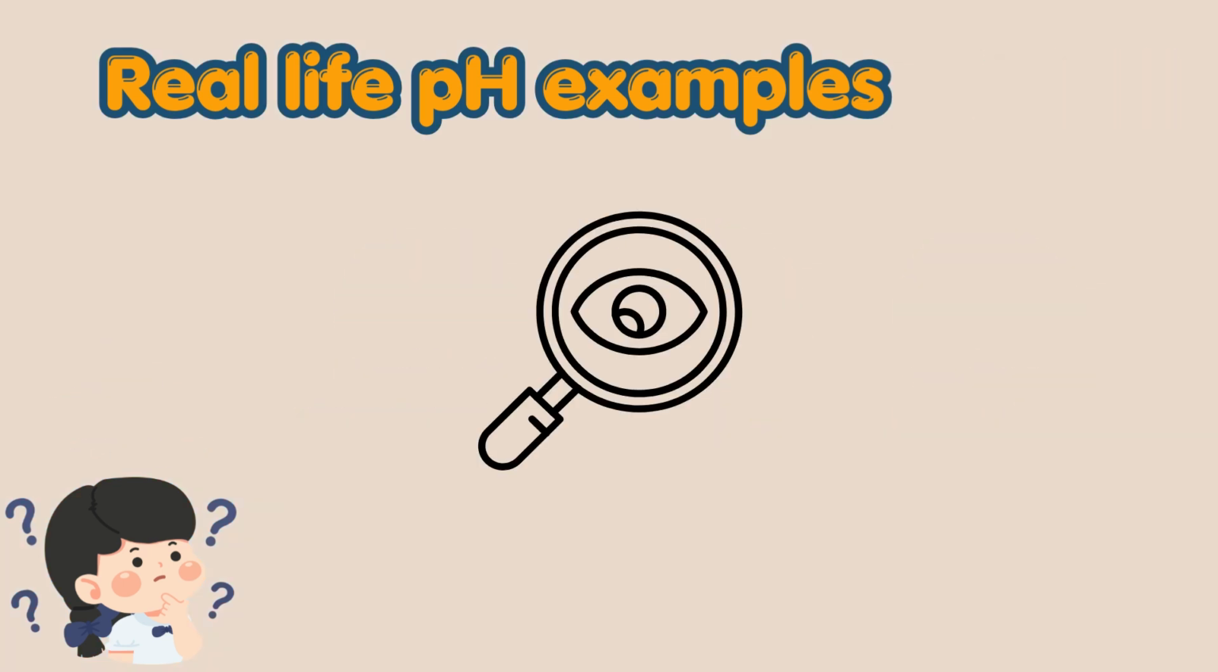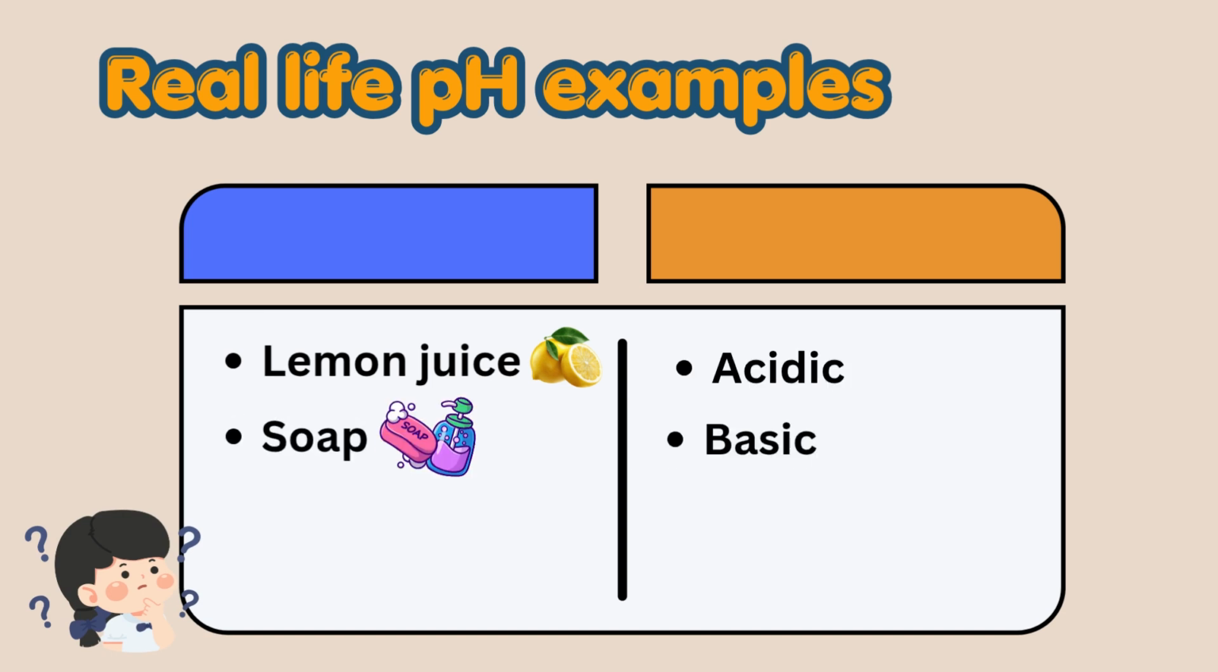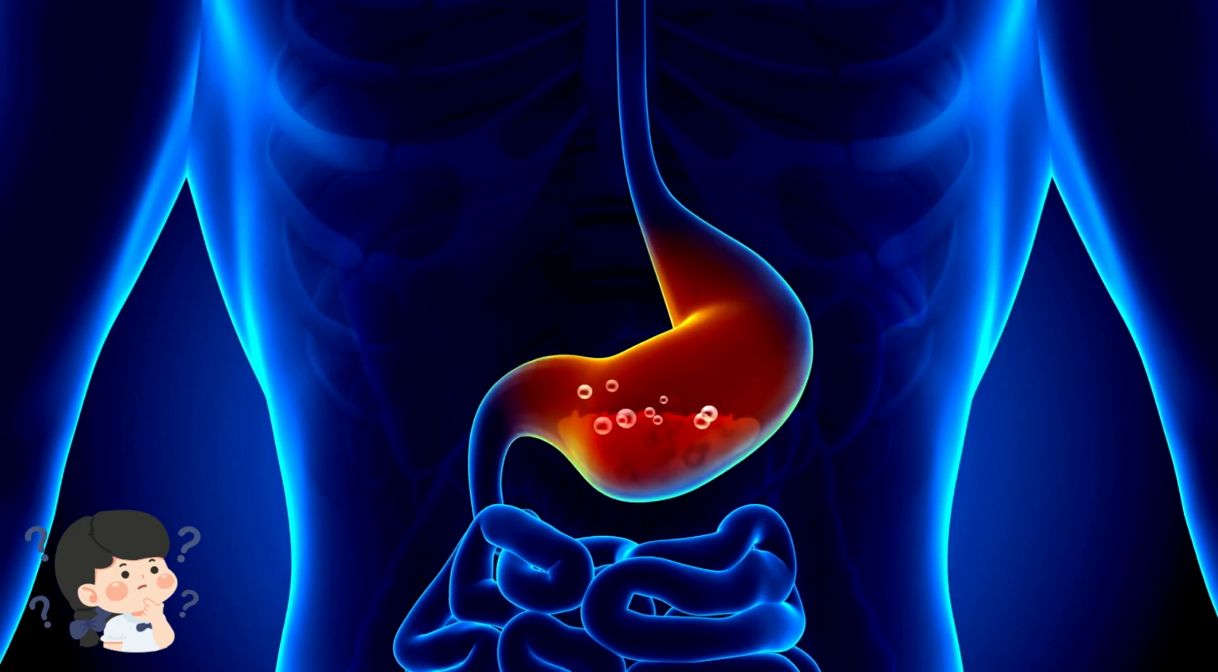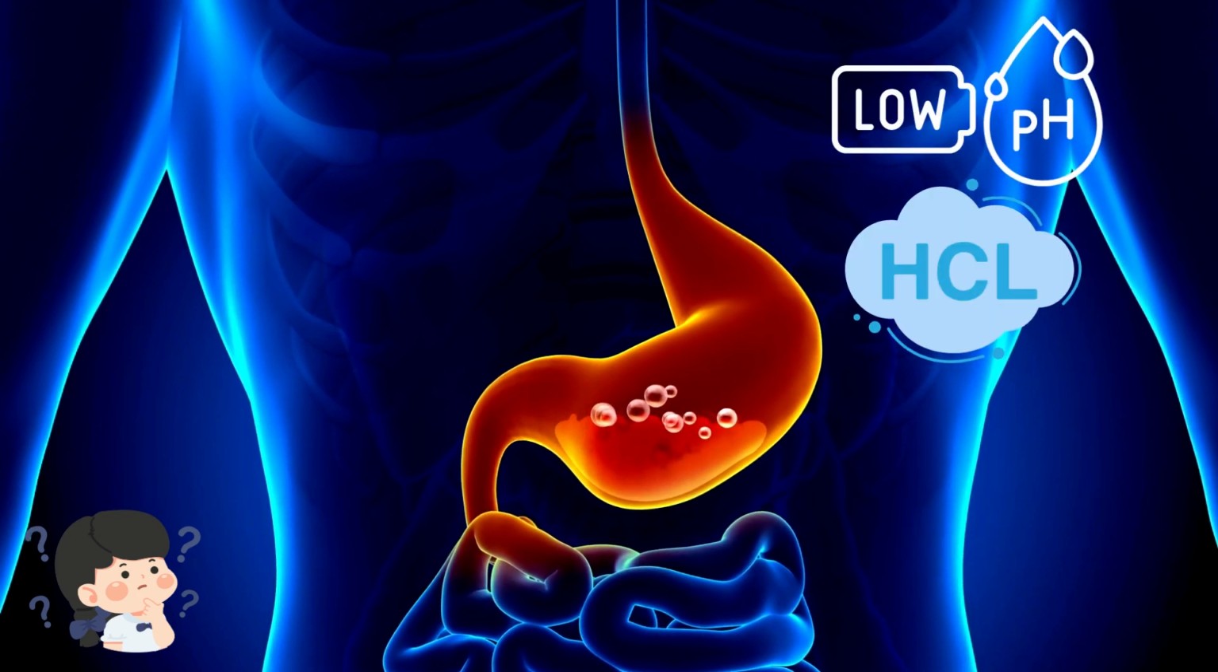Let's see some real life examples. Lemon juice is acidic in nature, soaps and detergents are basic, and pure water is neutral. Even our stomach contains hydrochloric acid with a low pH.